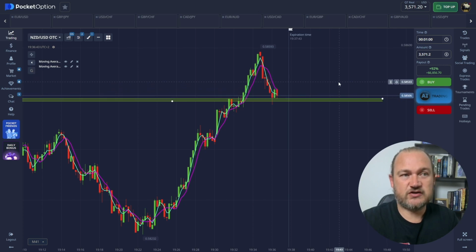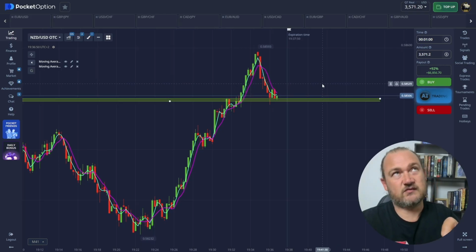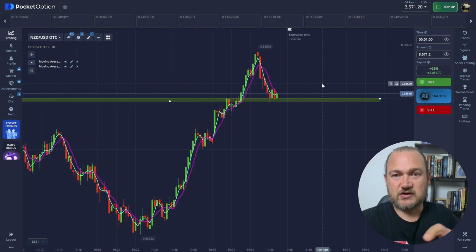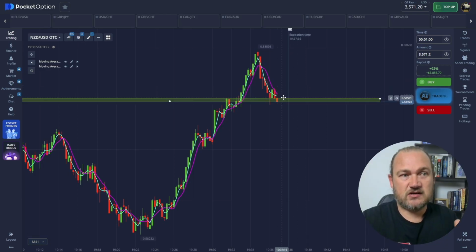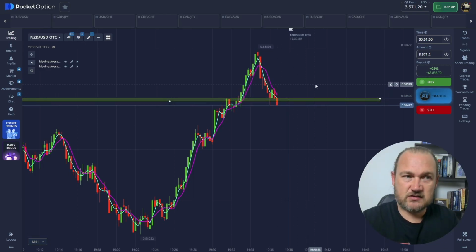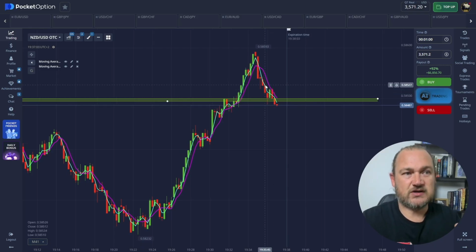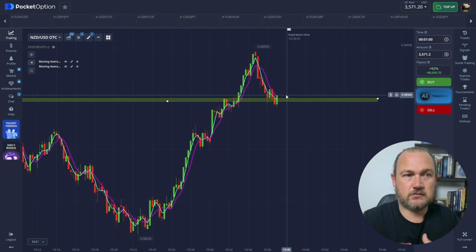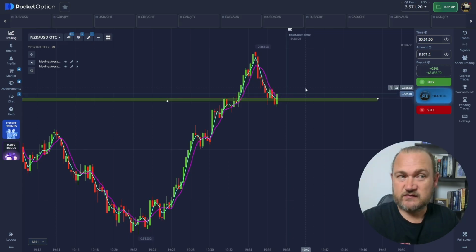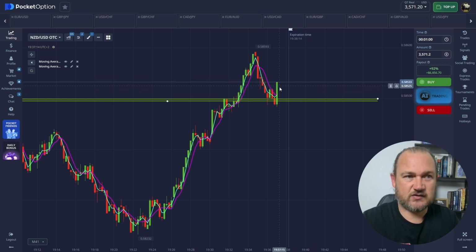Remember, a moving average just shows you the average price of the last candles, of the number of candles of the period that we set it to. In this case, it's 3 and 6. So it's showing me the average price of the last 3 candles and the last 6 candles. So when it's moving downwards, the average price of those candles is going down. If it's moving upwards, the average price of those candles is going up.